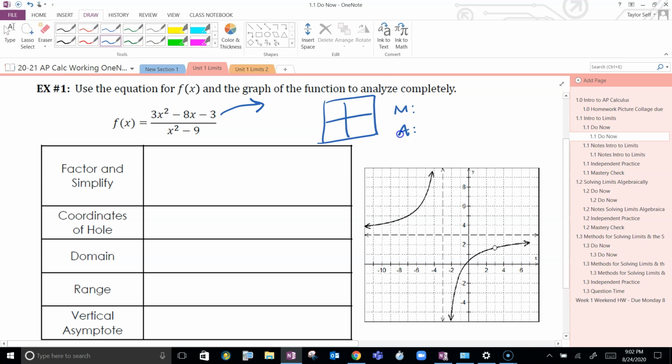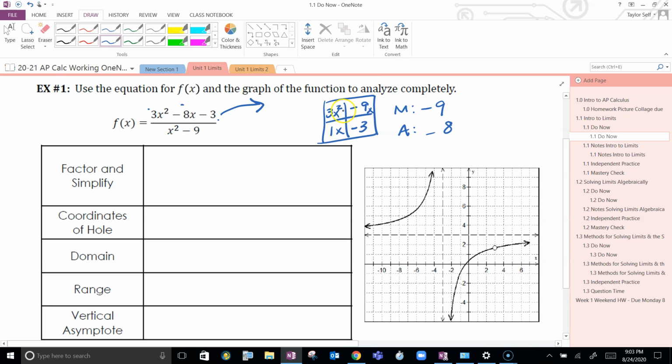We need to multiply to a times c, so 3 times negative 3, negative 9. And then we need to add to b, so add to negative 8. We always put the first term, 3x squared, in this part of the box. We put the last term in this part of the box. And then we need the two numbers that multiply to negative 9 and add to negative 8. So I'm going to do negative 9 and positive 1 and throw some x's on there, because those multiply to negative 9, add to negative 8.